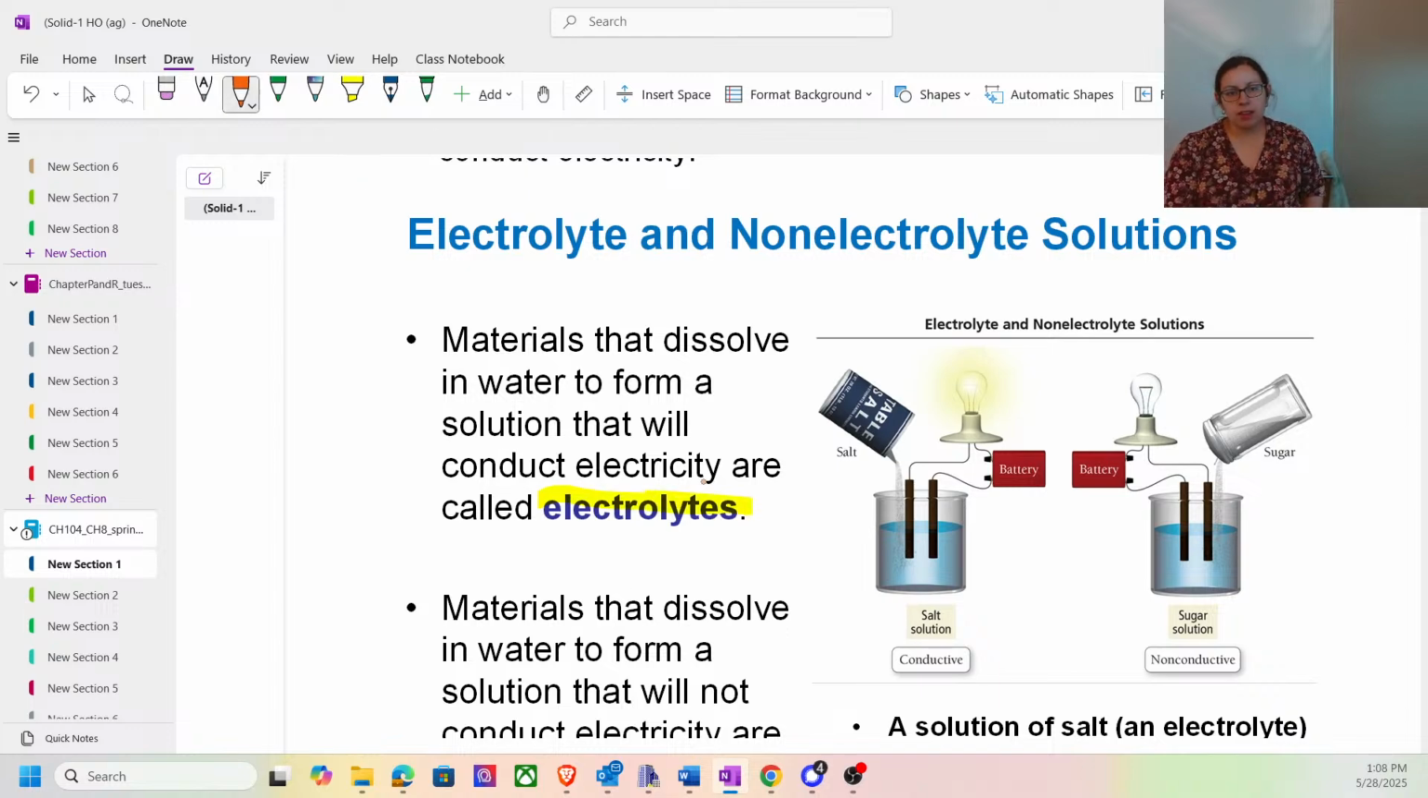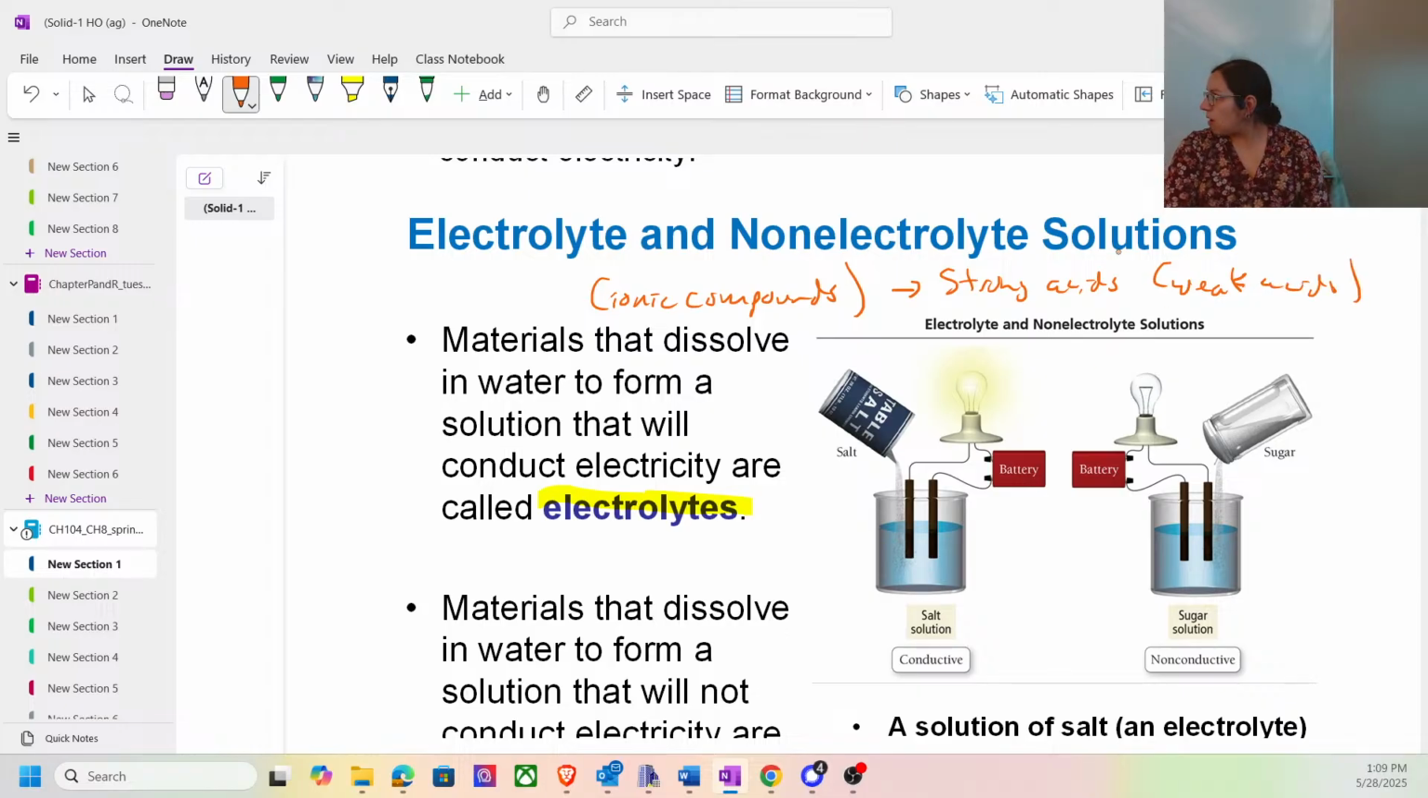Anything that can conduct ions is generally an electrolyte, so these tend to be your ionic compounds. And later, like we mentioned, coming next week, this is also going to be strong acids and, to some extent, weak acids. But we'll look at the how and the why more next week.